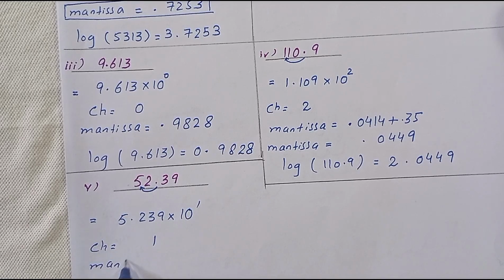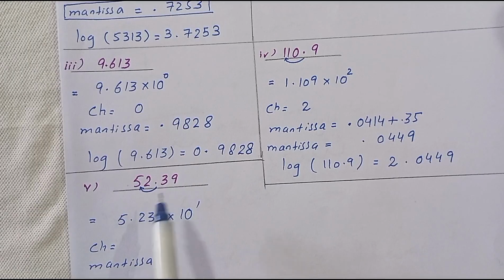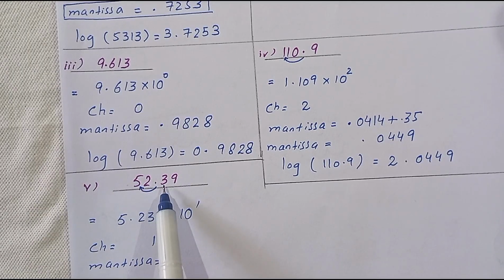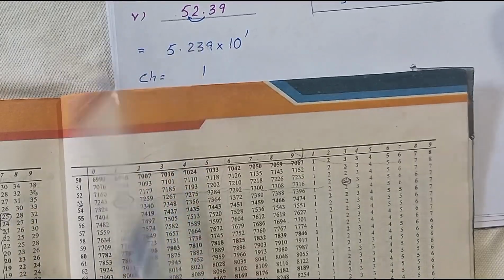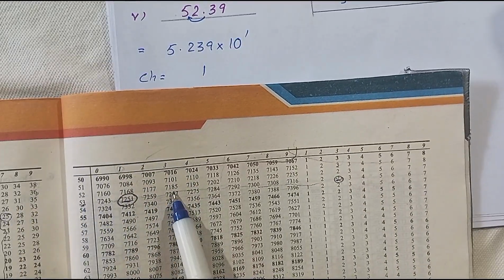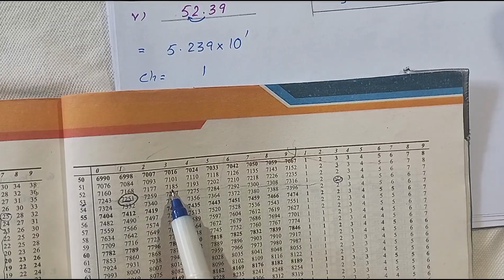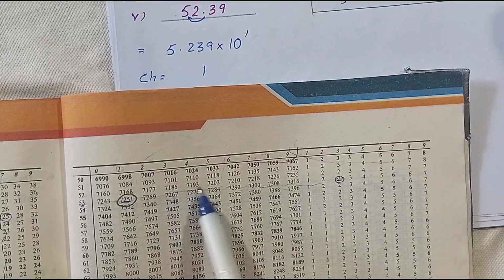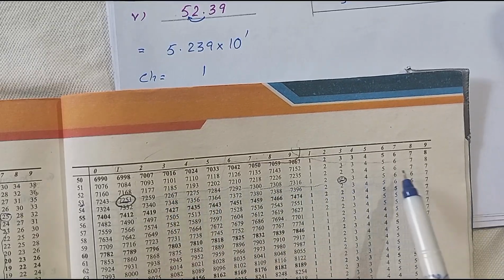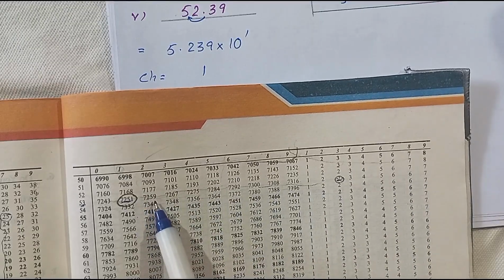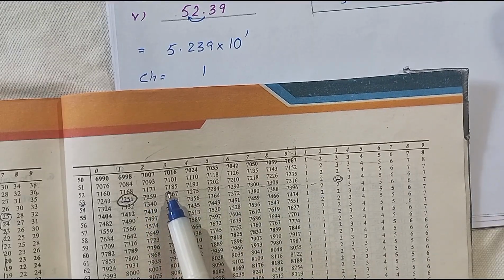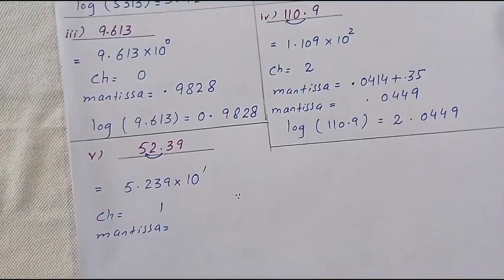And for the mantissa we have to look in the log table at 52 in 3 and then add the value of the 9 column. So in the log table we look at 52 in 3. The value is 7185, and in the 9 column we have to add 7. So we have to add 7 to 7185, which gives the mantissa.